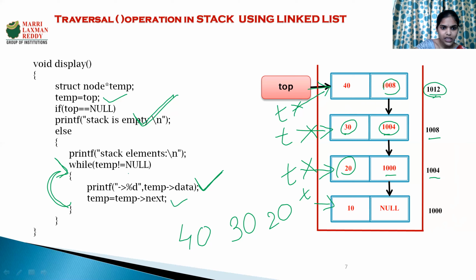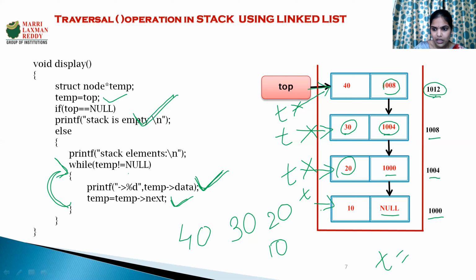Now again, I'm checking, temp is not equal to null because in temp 1000 is there. 1000 is not equal to null. So I enter the while loop and I'm printing temp data. Here temp data is 10. Now again, I'm moving temp to temp next. So temp is moved to temp next, that is null.